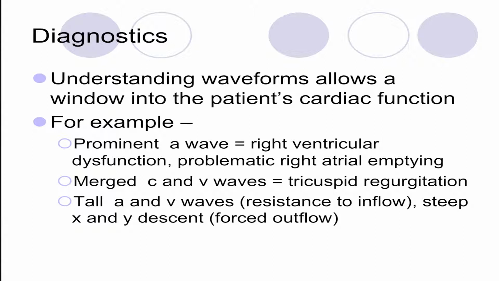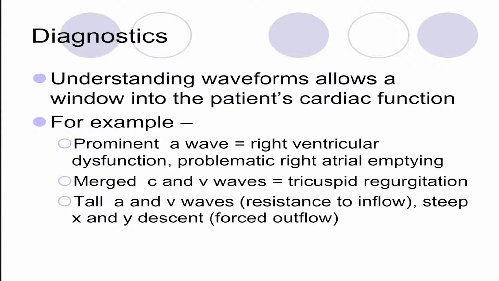So understanding this can tell us a lot about a patient's cardiac function. So looking at these waves, if you had a very prominent A wave, what would that tell you about what's going on with your right atrium? Well, you're getting some sort of increased pressure against that catheter from the atrium. Atrium could be dilated. You've got backflow from that valve.